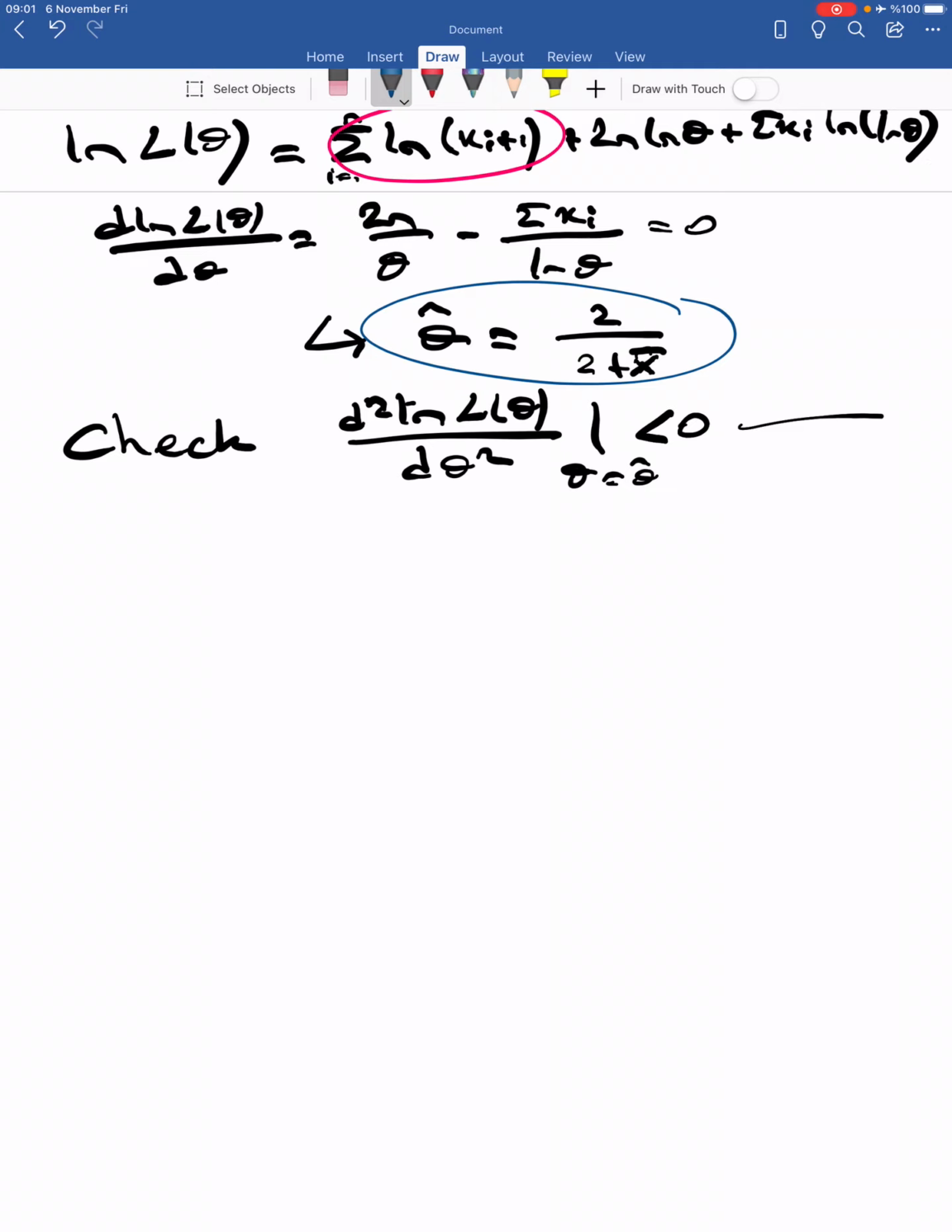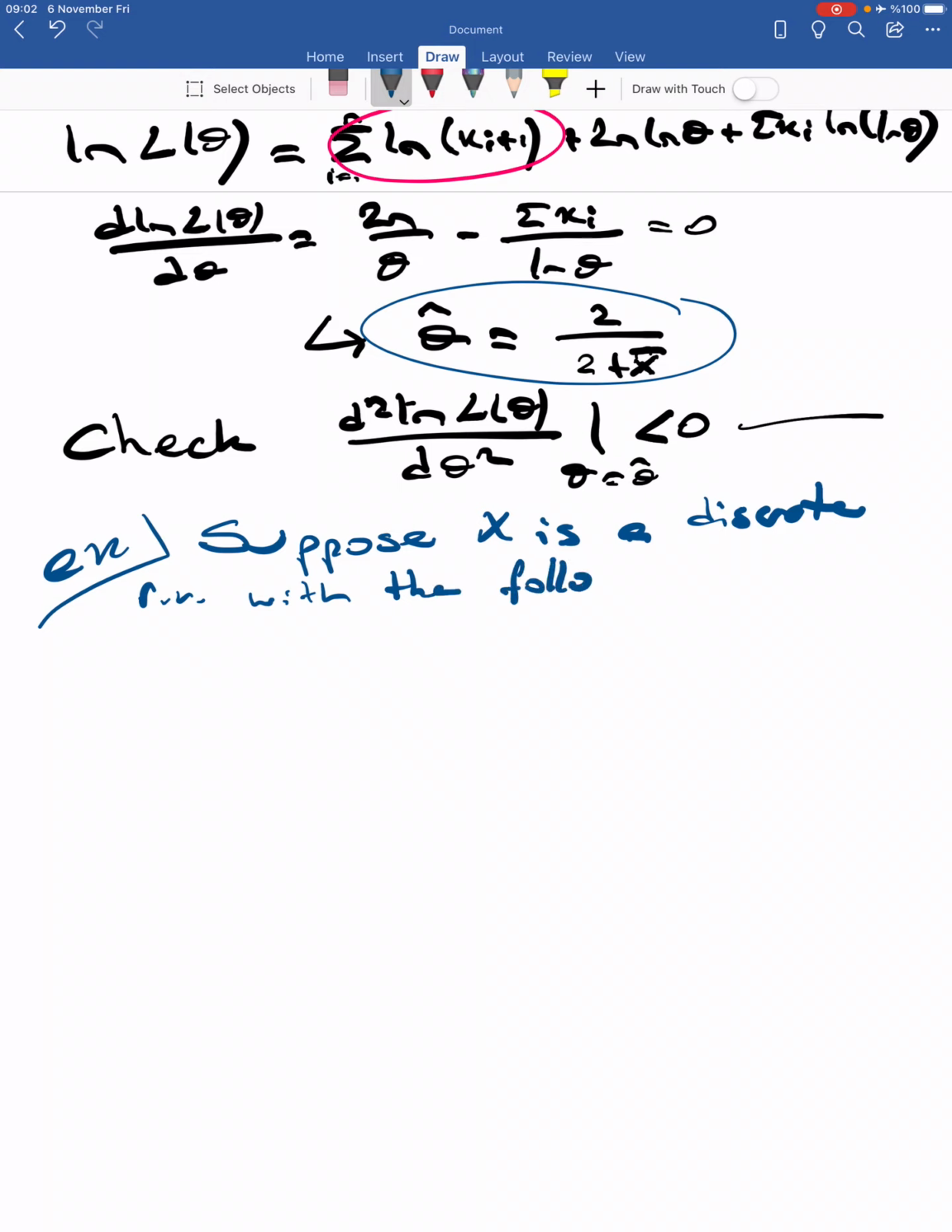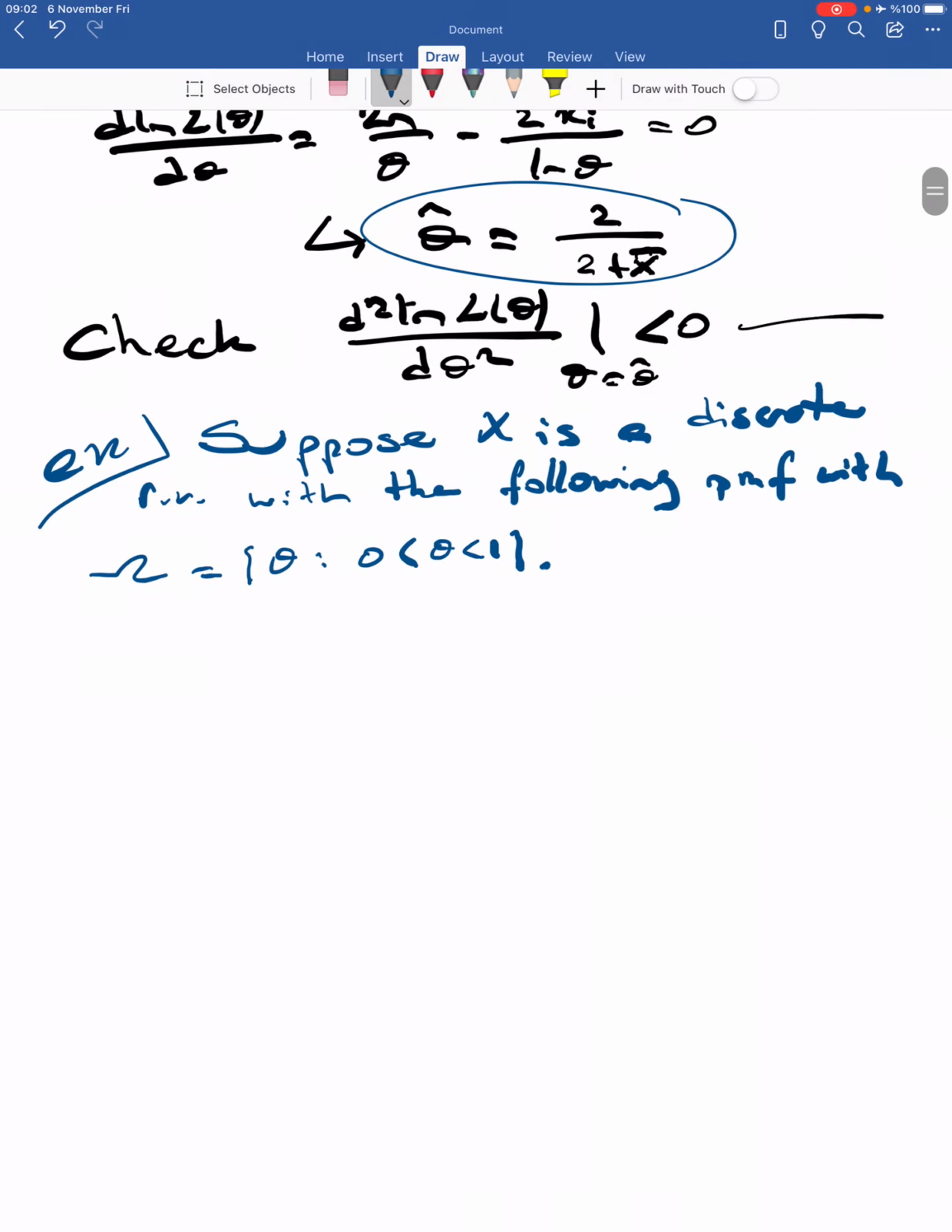This looks like the example that I solved on Wednesday, but it's a bit different actually. So let's check. Suppose that x is a discrete random variable, but here theta is continuous. Suppose x is a discrete random variable like binomial or Poisson, but the PMF is given in the following form, with the parameter space for theta such that theta is between 0 and 1. So this information is given to us, and also the PMF of x. X can take only 0, 1, 2, and 3.